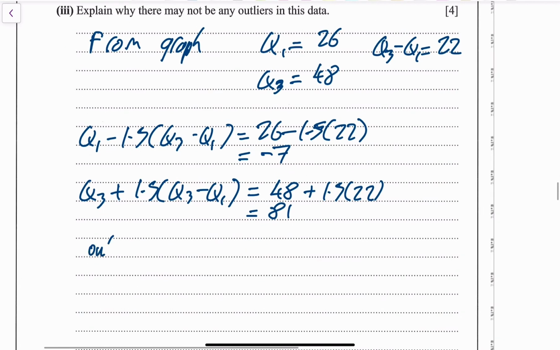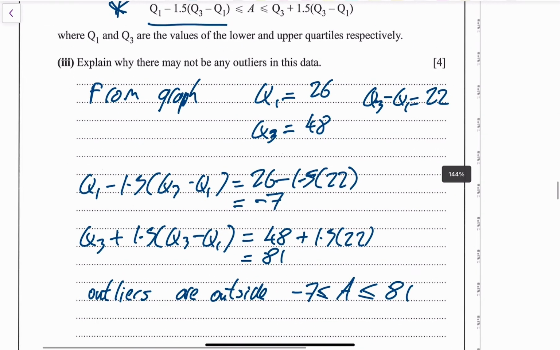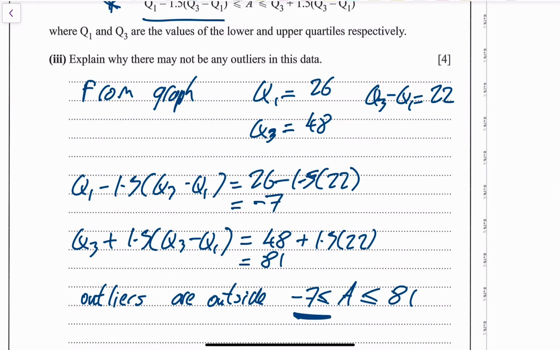Okay, so outliers are outside minus 7 is less than or equal to your age is less than or equal to 81. Let's read the question again. Explain why there may not be any outliers in this data. Okay, there's no lower boundary. There's nobody going to be less than minus 7 years old. That doesn't make any sense.